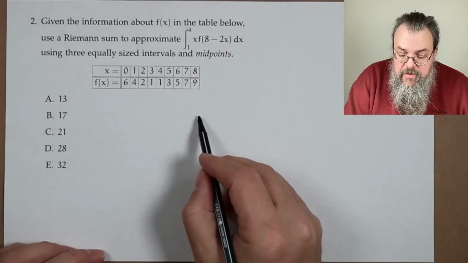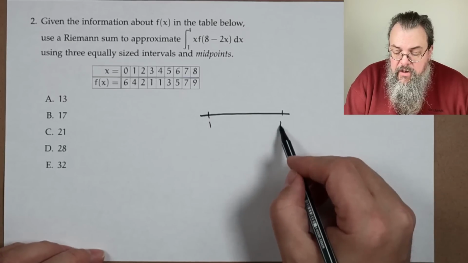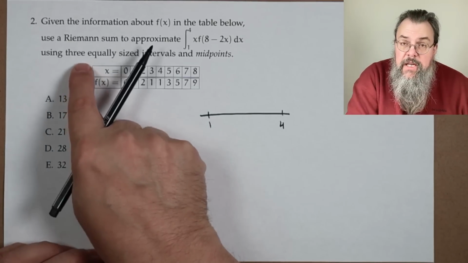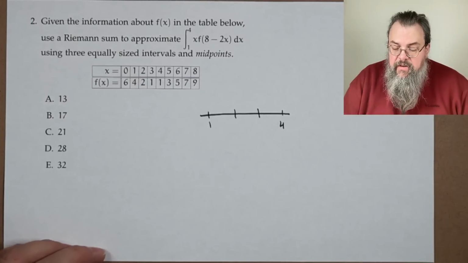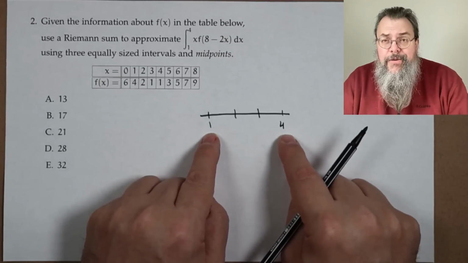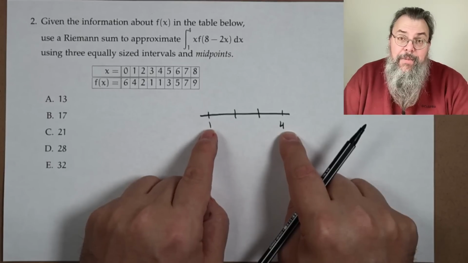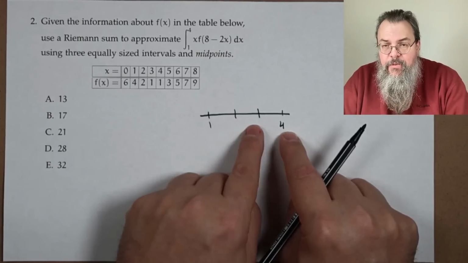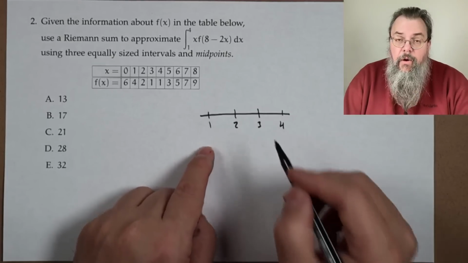So we'll draw ourselves a number line. We have 1 to 4. And then we know we're going in 3 equal pieces. So we're chopping this up into 3 parts, equally sized. Now, to figure out the steps, think about how far it is from 1 to 4. It's 3. If I divide 3 by 3, that means I'm taking steps of size 1. So it goes 1, 2, 3, 4.